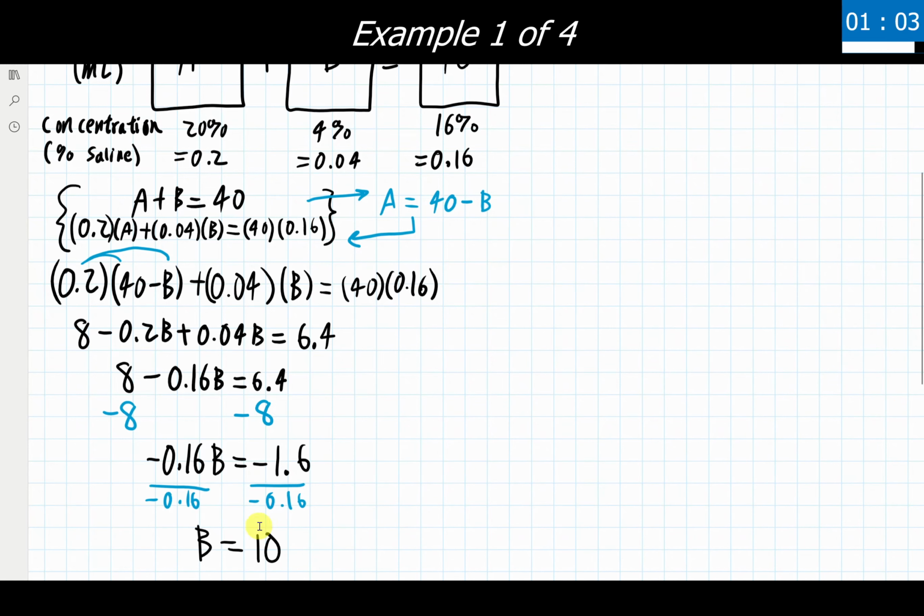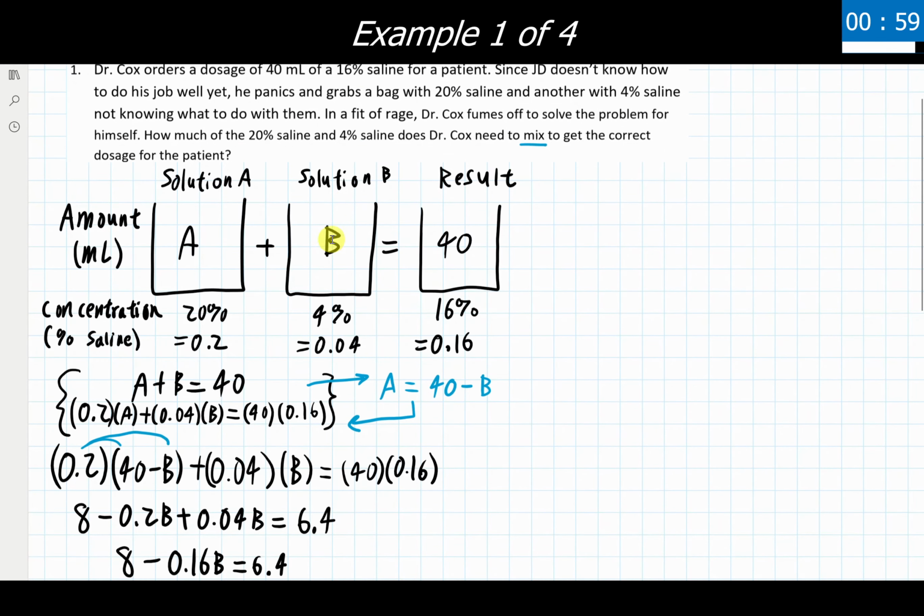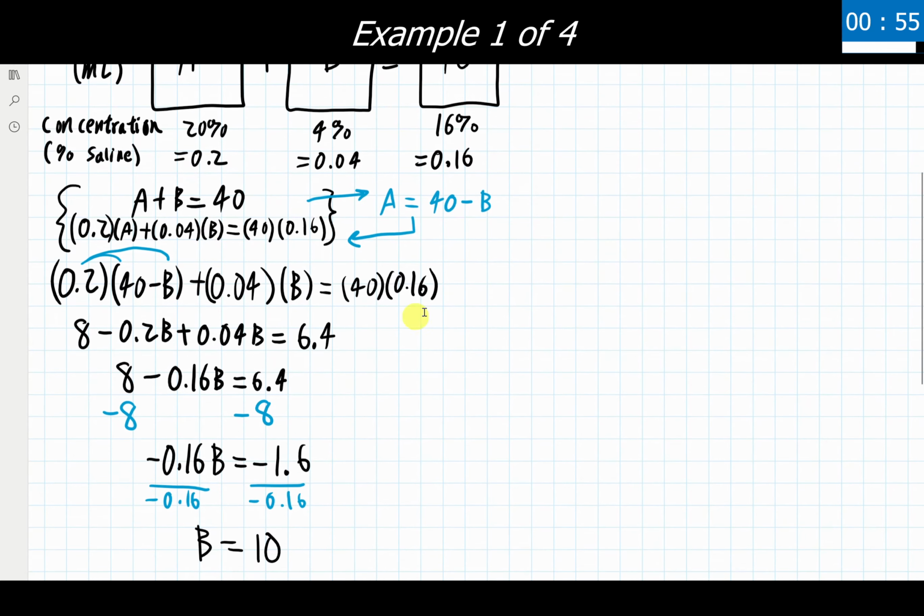And now that I've solved for and found my B value, which is the amount of solution B that I have, I can use that to find the amount of solution A that I have. Let's go ahead and work through that right over here.